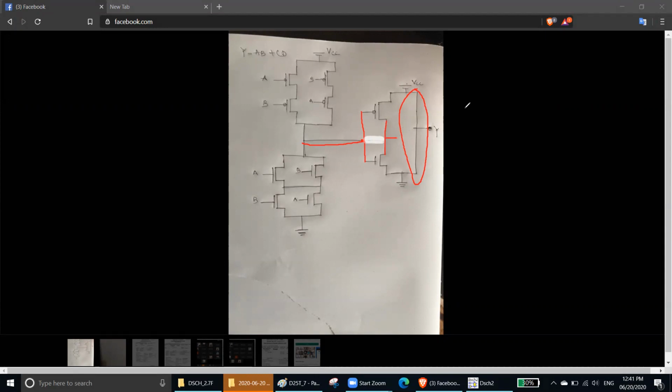And you have made one more mistake. That is this combination, A, B, and CD. This combination will be at the bottom. Okay? A, B, and CD. This combination will be at the bottom, and this combination will be at the top. Understood?